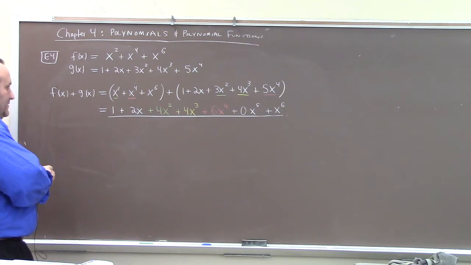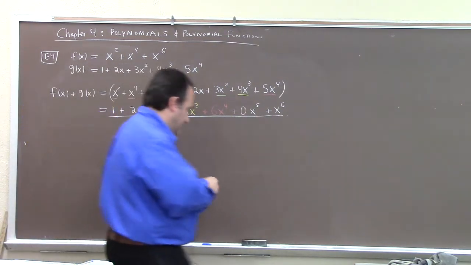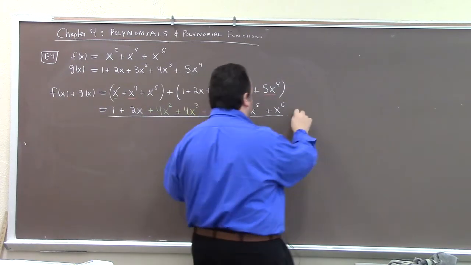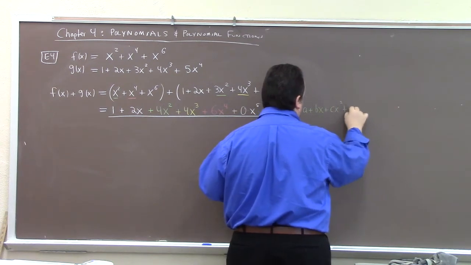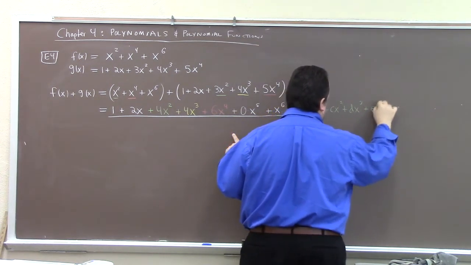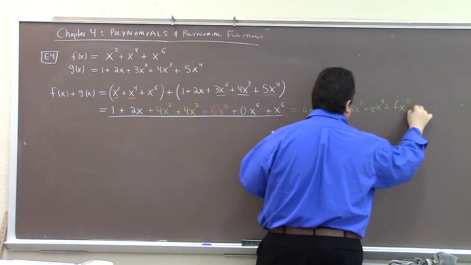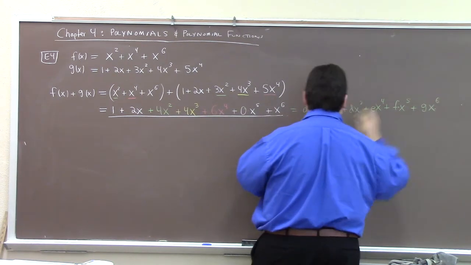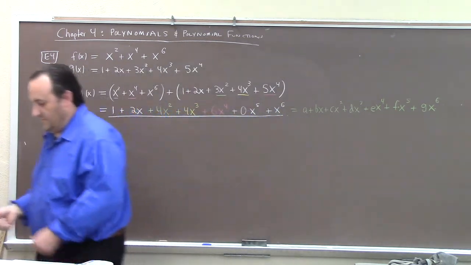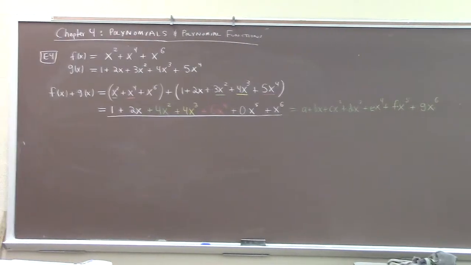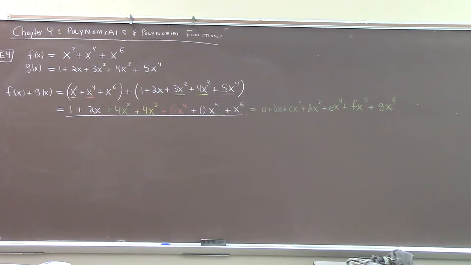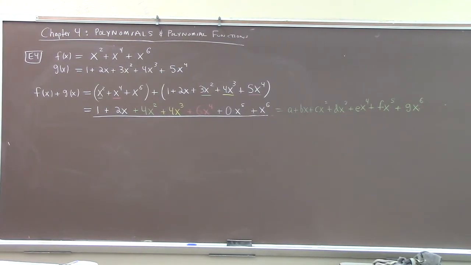Now how about this? I'm going to add on a problem now. Suppose f of x plus g of x is equal to a plus bx plus cx squared plus dx cubed plus ex to the 4th plus fx to the 5th plus gx to the 6th, right? Then my question to you is, what are the values of a, b, c, d, e, f, g?